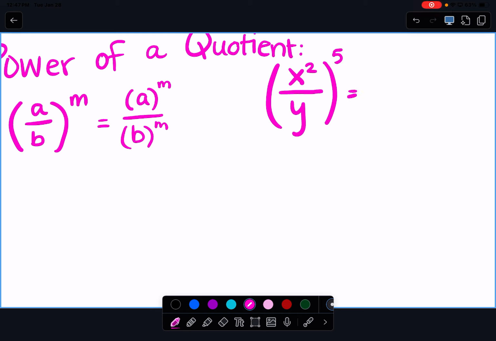All right, so for this one, because we are raising them to a power, we have to raise this one to the power, and we also have to raise this to the power. So when we raise the numerator to the correct power, what's going to be x to the what? 10. When we raise the denominator to the correct power, it's going to be y to the 5th. And that would be our answer.